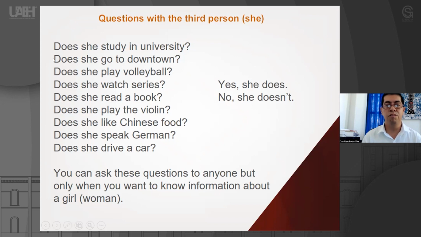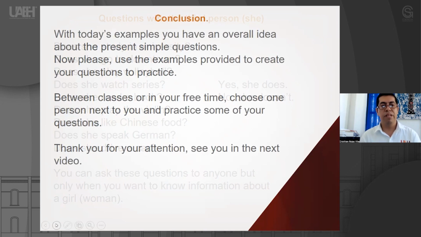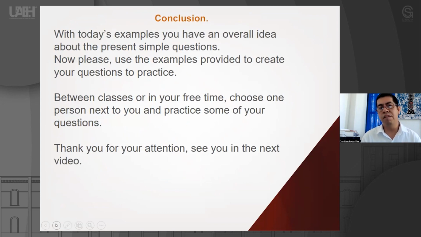Remember, we always use the auxiliary does for the third person. That could be he, she, or it. So now you can practice these questions in your groups and ask questions about anyone else that if you really want to know some information about another person. With today's information and examples, you have an overall idea about what are the present simple questions in English. So please use examples that are provided here to create new questions to practice with the language. Between classes or in your free time, choose one person in your classroom and practice with him or her some of your favorite and easy questions.